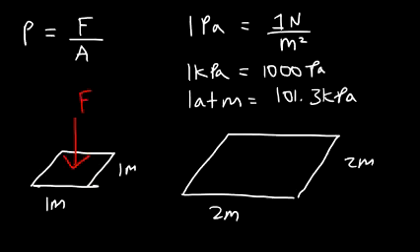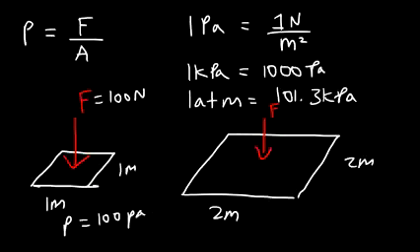Now if you apply the same force over, let's say, a larger area, the pressure is going to be a lot less. Let's say if we apply a force of 100 newtons. The pressure in this example is 100 divided by 1 square meter, so it's 100 pascals. In the second example, the area is 2 times 2, which is 4. So the pressure is now a force of 100 newtons divided by an area of 4 square meters, so it's 25 pascals.